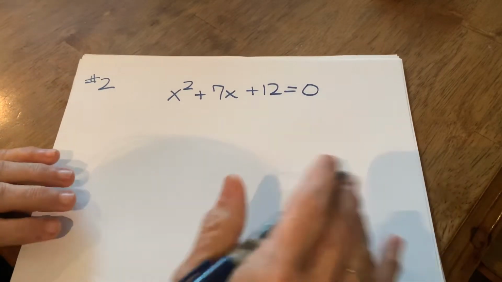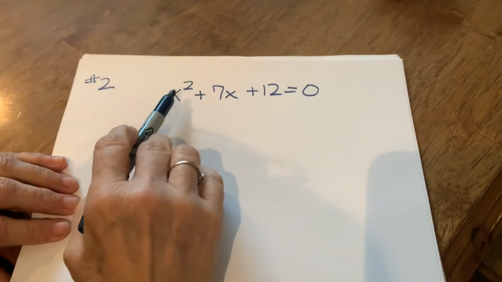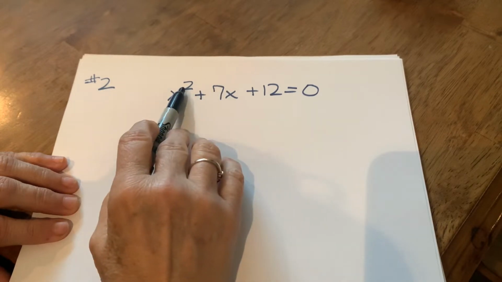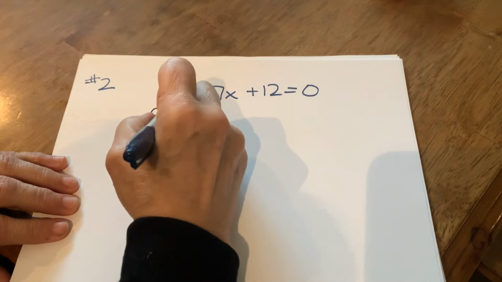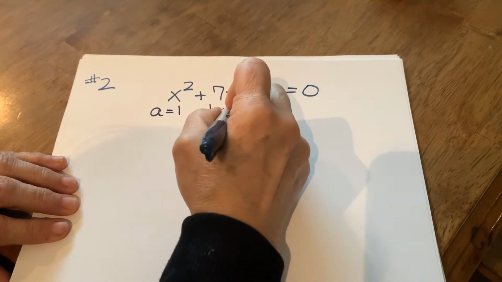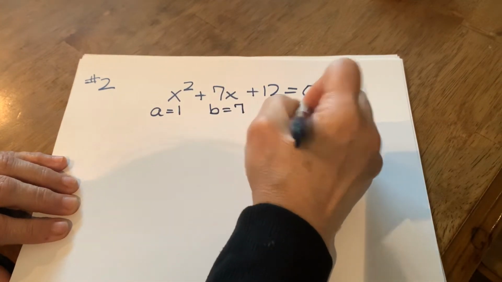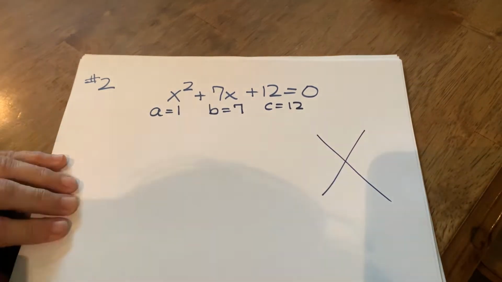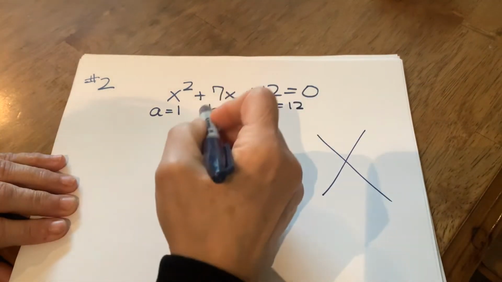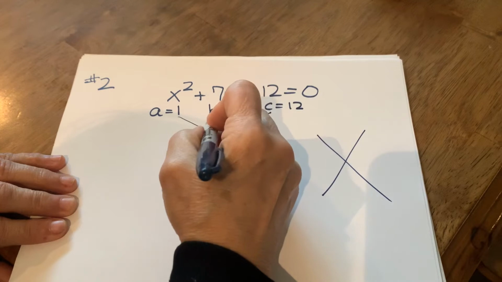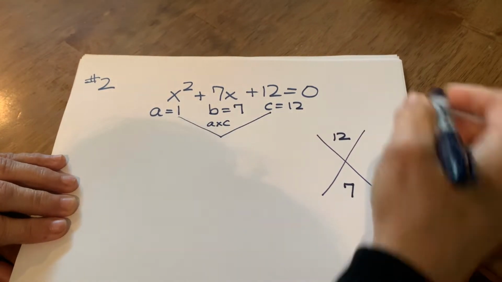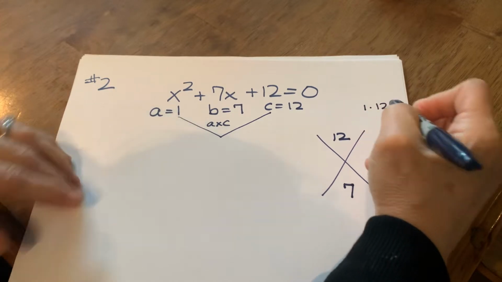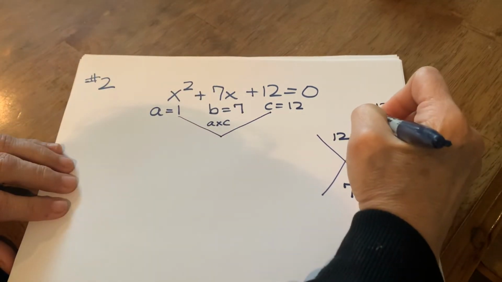All right, so we have again our equation. It is written already in standard form with our highest exponent being 2, and it is set equal to 0. So we identify our a, our b, and our c value. Again, make your giant X. Remember, you're going to multiply your a times your c, and you're going to get 12 and 7. Writing down your factors of 12, remember your top number.